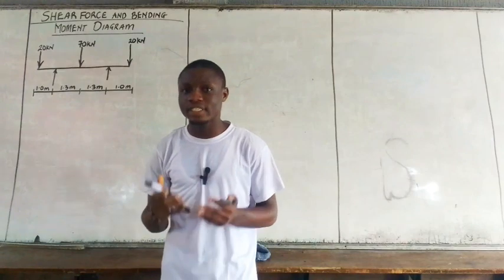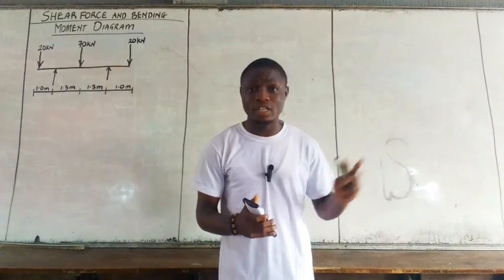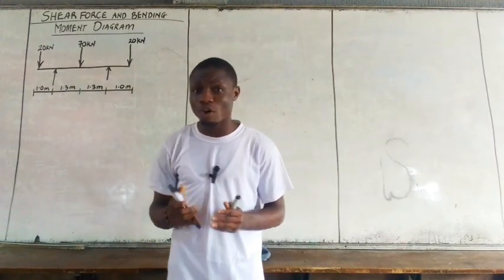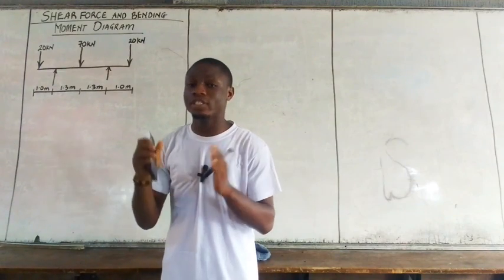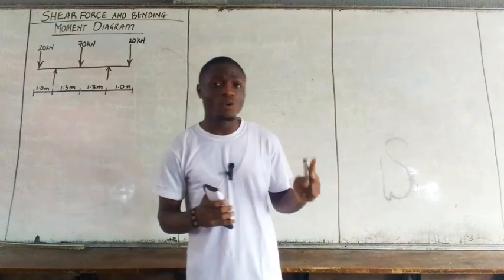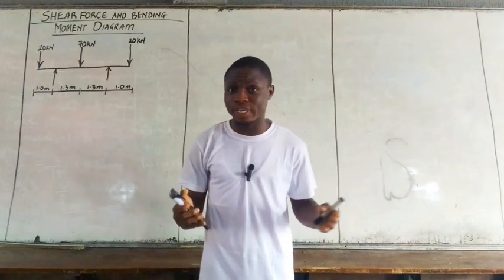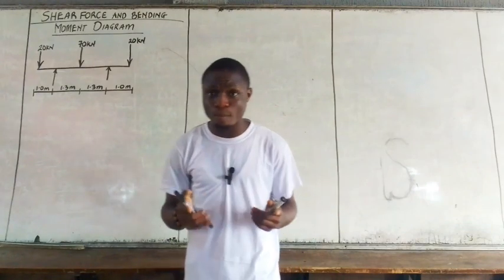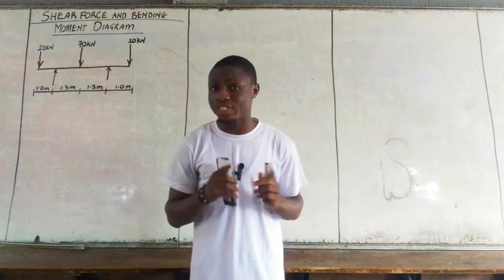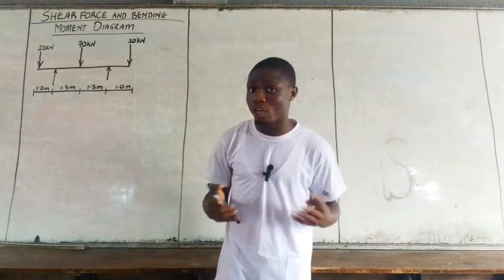What are the conditions of equilibrium? There are three. One is that the summation of horizontal components is always zero. Second, the summation of vertical components is always zero. And lastly, the moments at any point are always zero. Those are the three conditions of equilibrium.